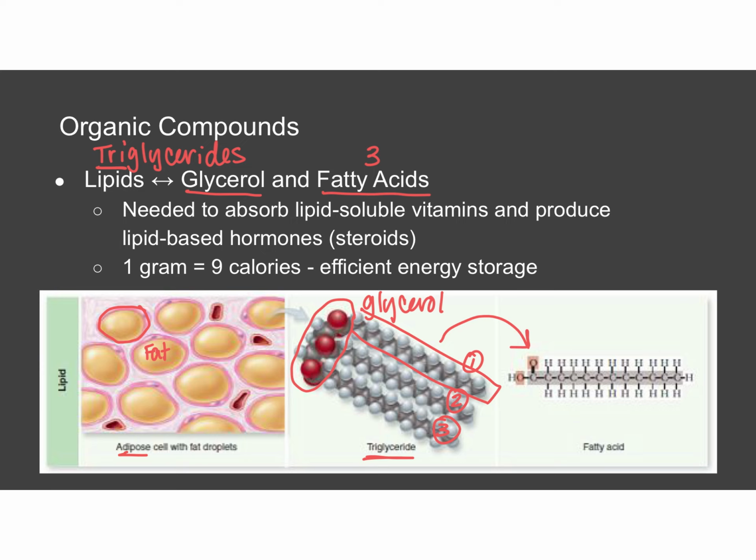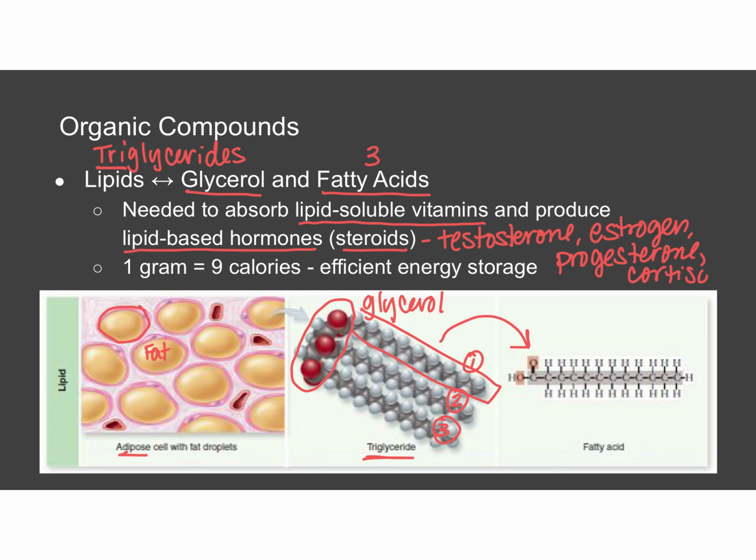Now, lipids are needed for a lot of different purposes in the body, but one reason is they are needed to absorb lipid-soluble vitamins. So there are some vitamins that have to be essentially dissolved in fats in order to be absorbed across the intestines. Lipids are also needed in order to make lipid-based hormones, which are called steroids. So these are going to be things like testosterone, estrogen, progesterone, and cortisol. These are just some examples.